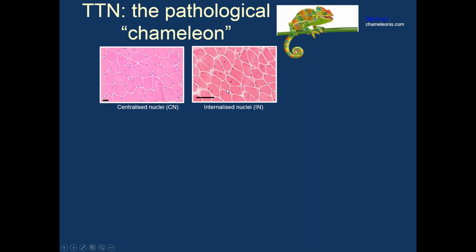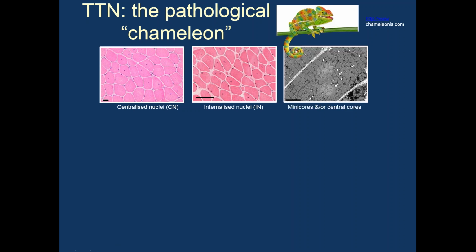And in some cases like this one, we get a mixture of central and just internalized nuclei. And in general, what happens over time in people that have had sequential biopsies that have this feature is that the nuclei start in the center and then seem to drift out to the periphery over time in older muscle, for reasons that we don't fully understand.